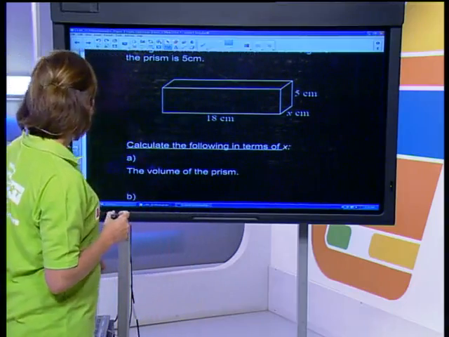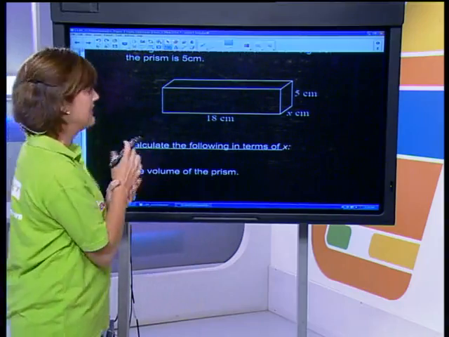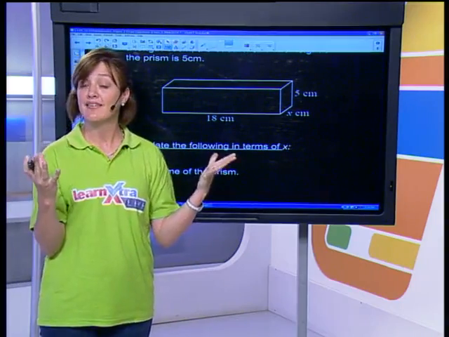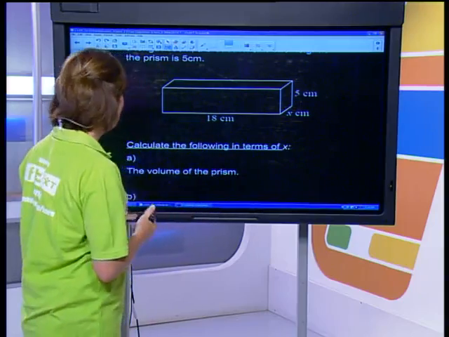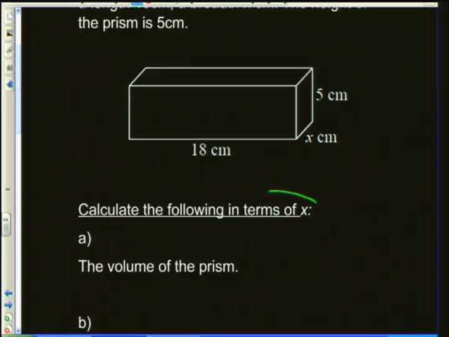All right, our question: we had a rectangular prism, and we had to calculate, first of all, the volume. It did say in terms of x, so just watch out when they say that in an instruction. They're just saying that your answer is going to have an x in it as part of your solution.